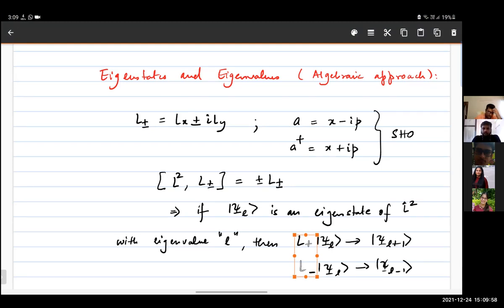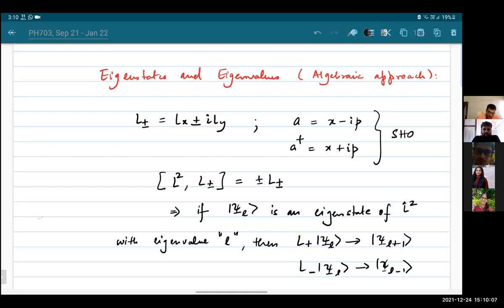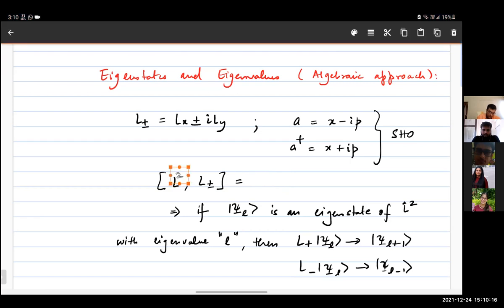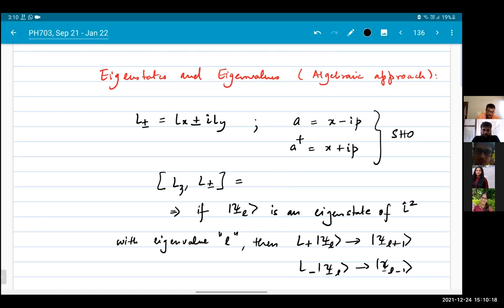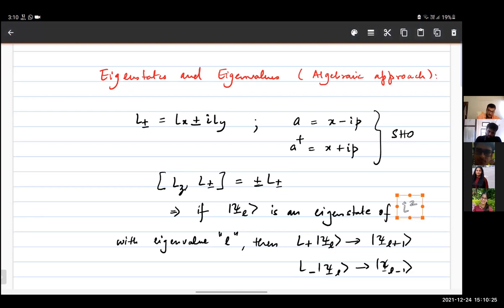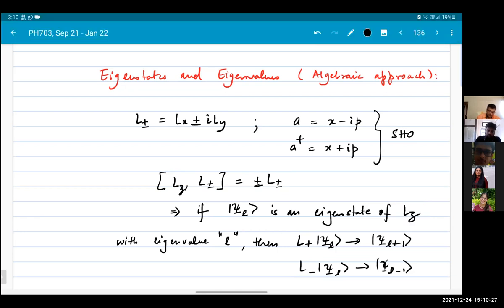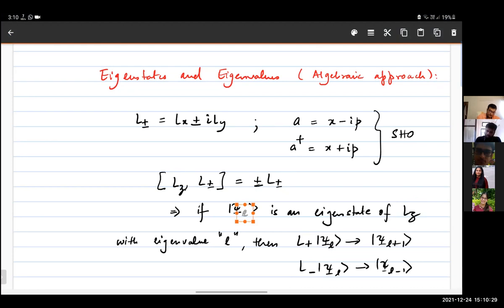No, I'm saying something wrong. I'm so sorry. L squared commutes with L plus minus. What am I saying? This is zero. What I should be looking at is not the commutator of L squared, it's the commutator of Lz with L plus minus. This is equal to plus or minus L plus minus. So this is an eigenstate of Lz with eigenvalue m.